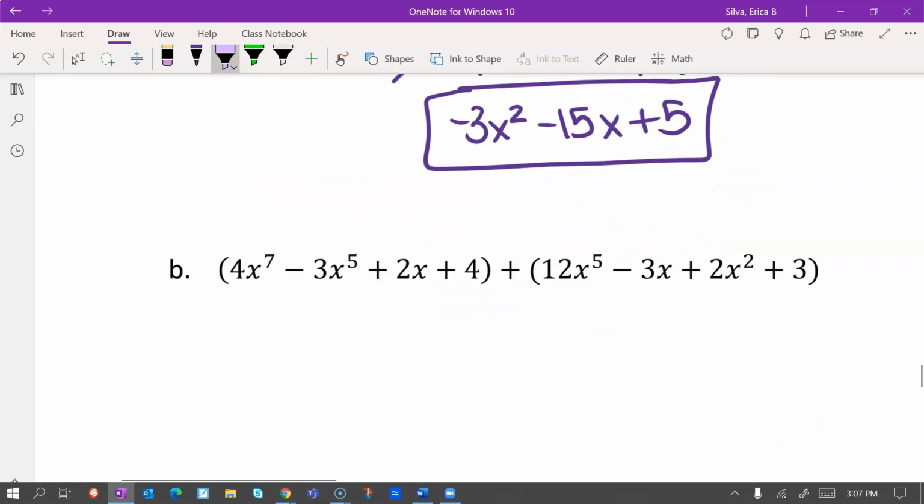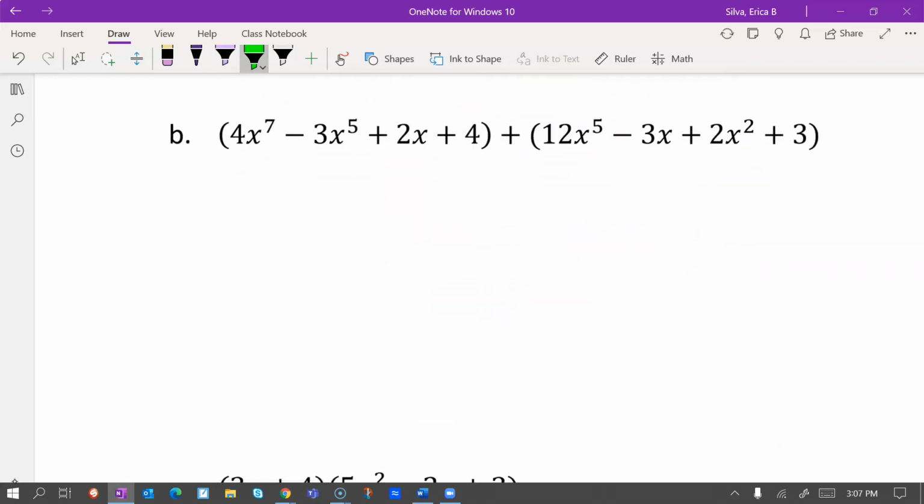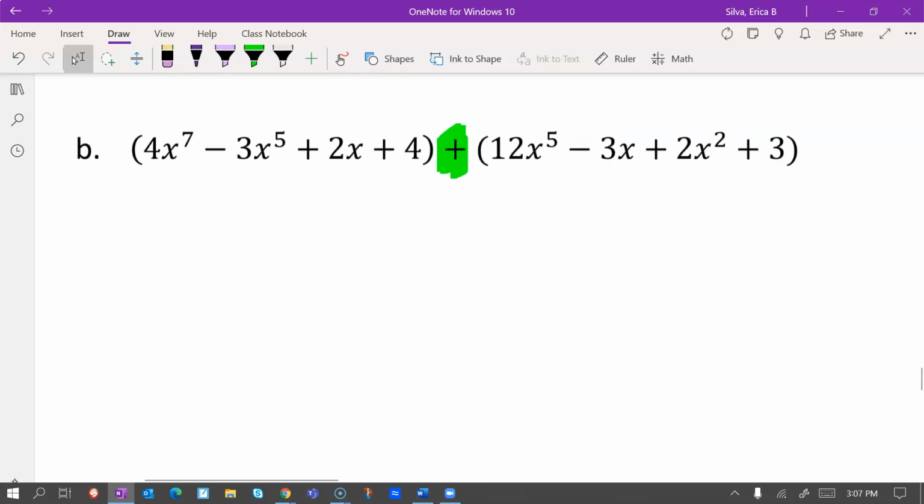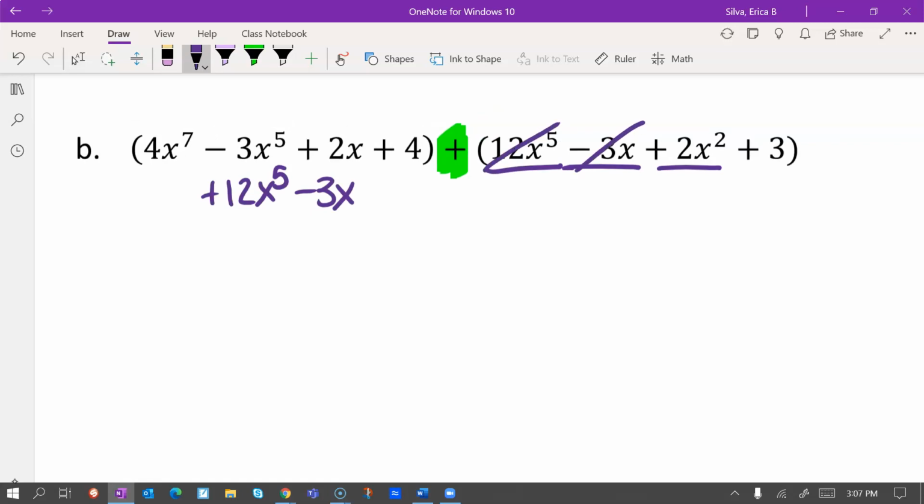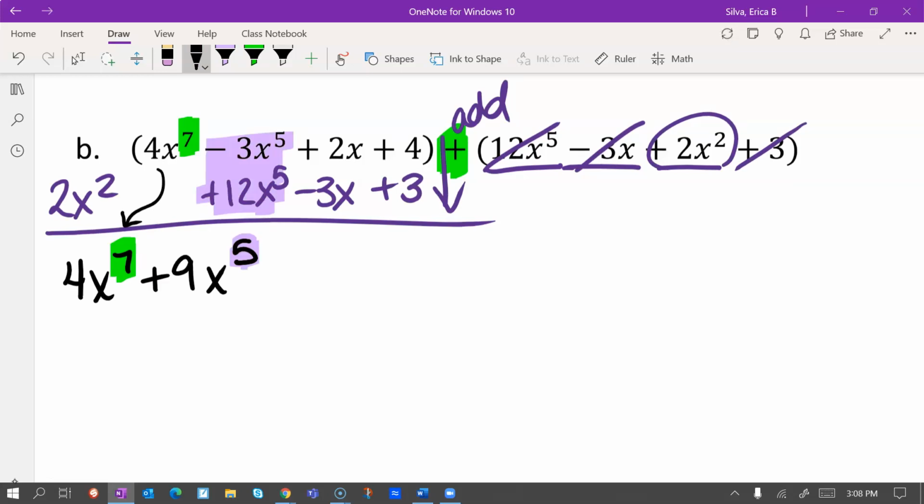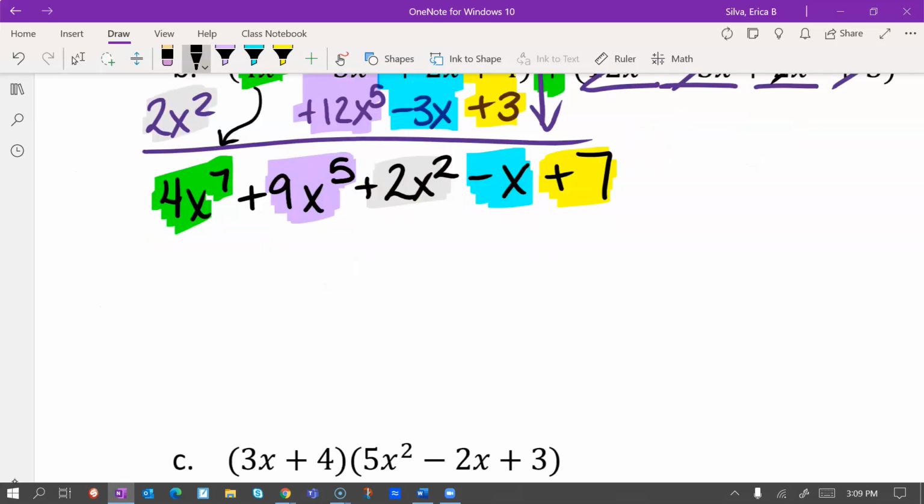Okay, let's look at the next one. The next one we are adding. So there's really nothing to change. So I'm going to do this one. Doesn't have a like term. I'm going to cross these off because I already wrote them down. And then we have a plus 3 over here. I'm going to move this one down. It has the biggest degree. And then there's no fourth power, but there is a second or a third. And then we can add these two, negative x plus 7. Any questions on that? Okay.